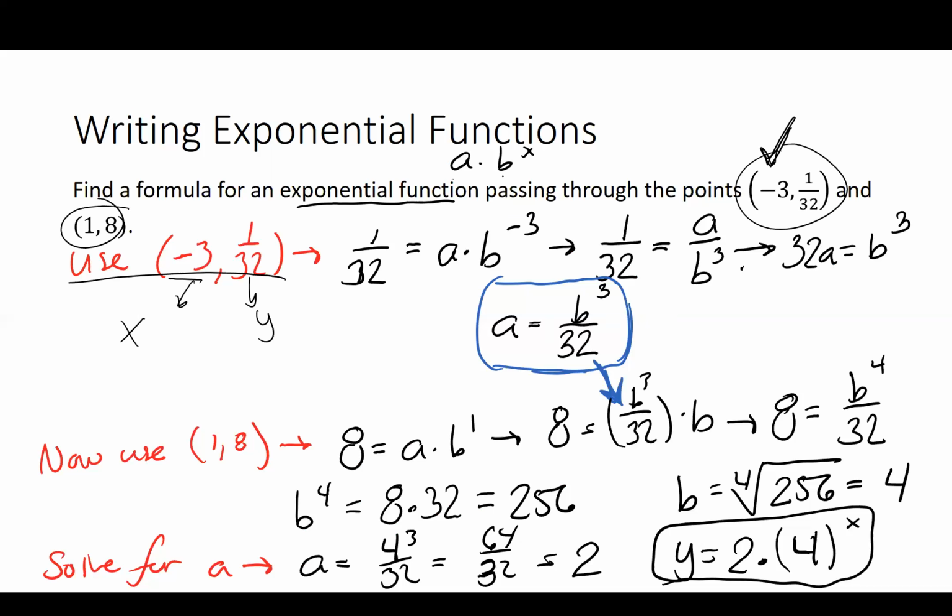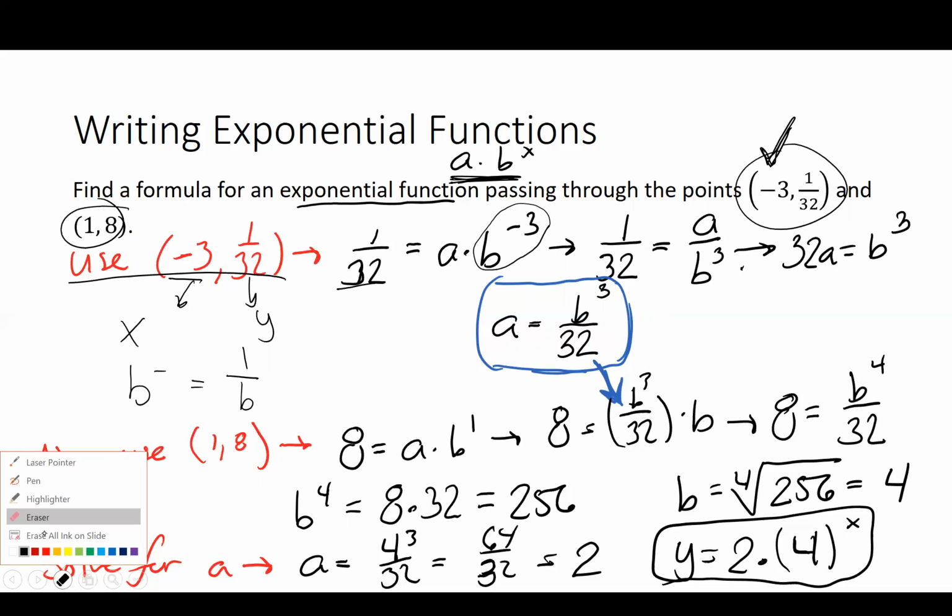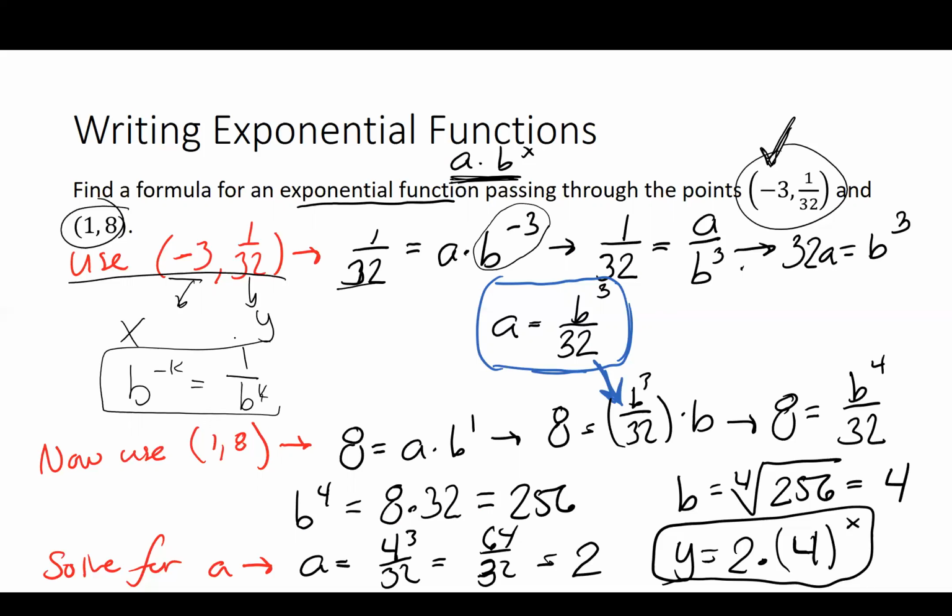So I know that it's an exponential function. It's got to look like a times b to the x. So I've got 1/32 is equal to a times b to the -3rd. Now, as a note, something that you need to recall, b to the -3 is equal to 1 over b cubed. And this isn't just like a magical thing that happens at 3. If I say b to the -k, that's 1 over b to the k power, okay? So keep that in mind. That's something you may need to look up if you need to.